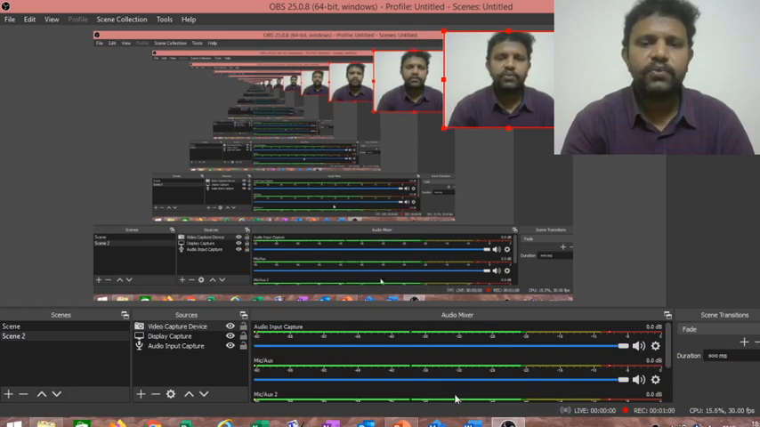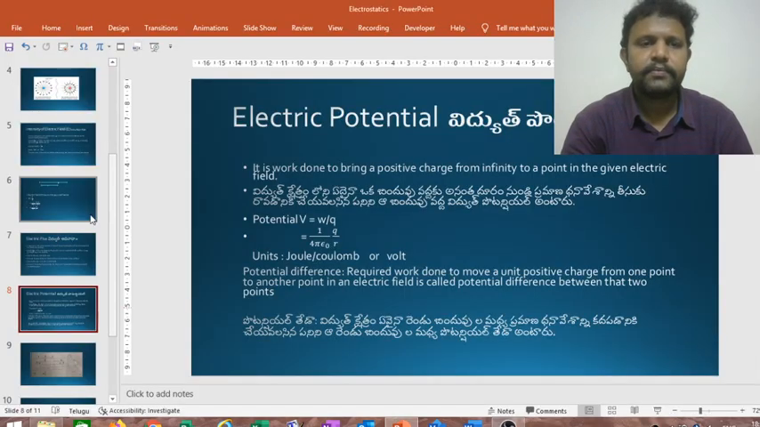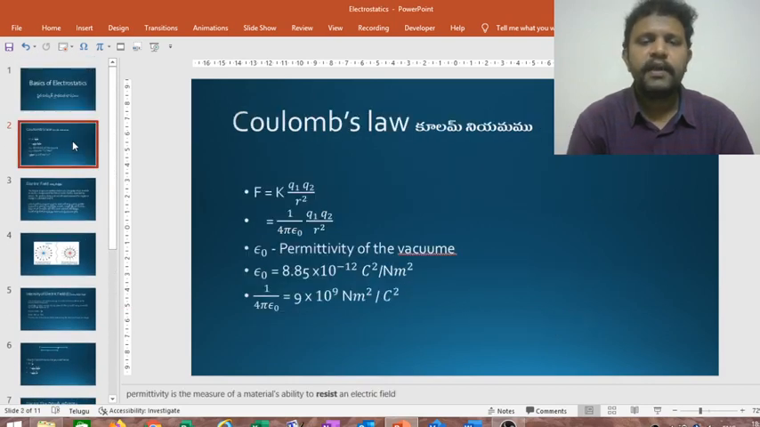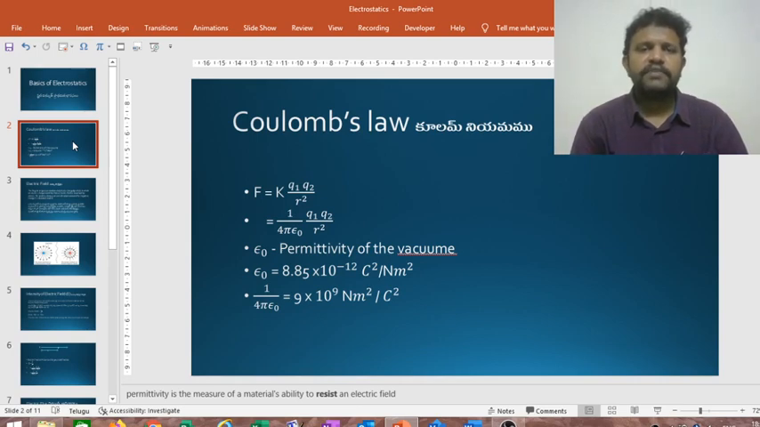Let us see what is Coulomb's inverse square law. According to Coulomb's inverse square law, force of attraction or repulsion between two charges is directly proportional to product of the magnitude of the two charges and is inversely proportional to square of the distance between the charges. That means F is proportional to Q1 Q2 by R square, or F is equal to 1 by 4 pi epsilon naught Q1 Q2 by R square.